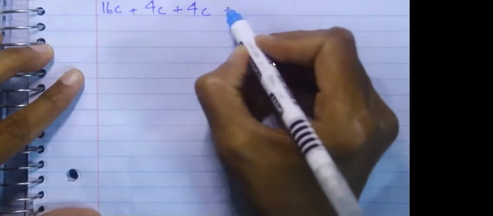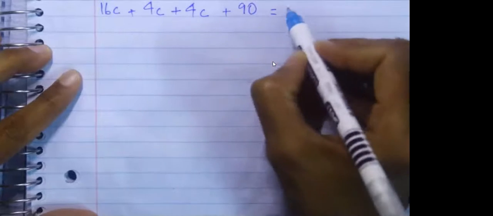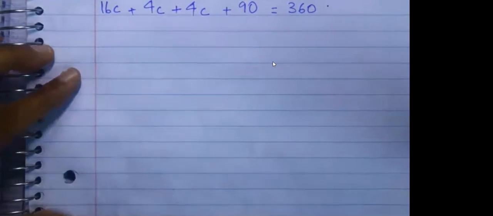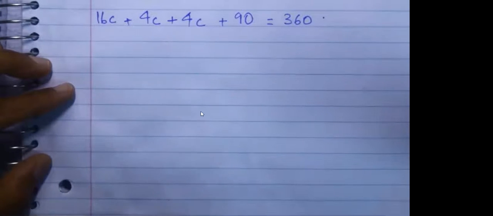Okay, let's do it. Here, 16c plus 4c plus 90 plus 4c plus 90 is equal to 360. Okay, now who's going to help me solve this? 24c plus 90.